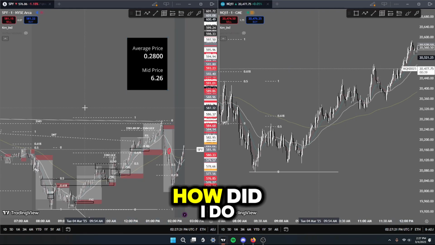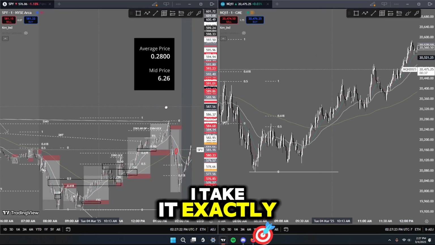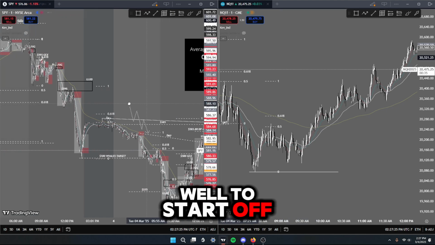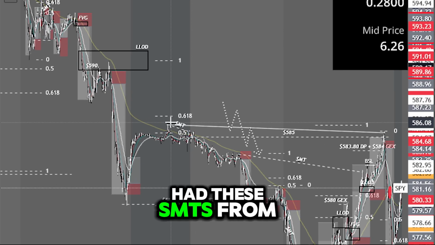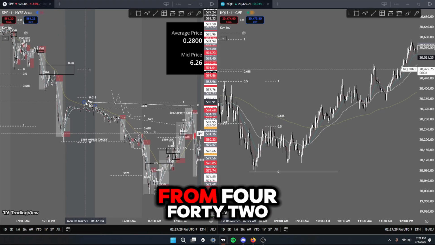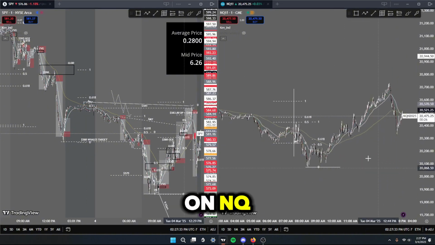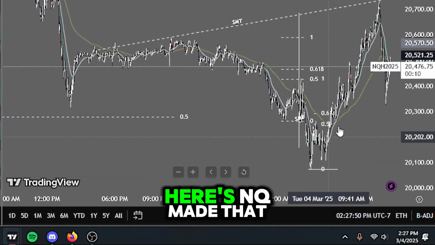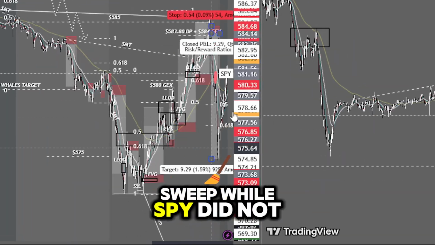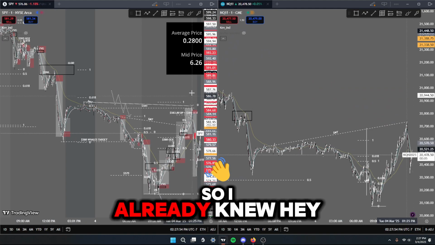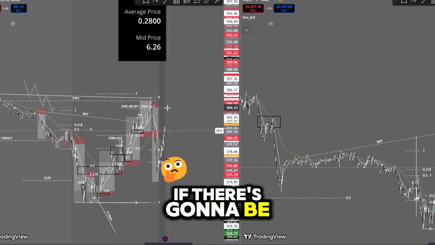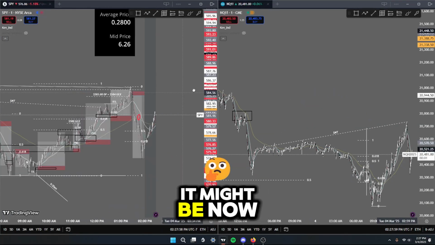Now, the biggest trade, the trade that literally helped me bank over 1200%, was this final put play. How did I do it and how did I take it exactly? Well, to start off, I knew that we had these SMTs from this level. From 4:42 p.m. we had SMTs on NQ. As we can see here, NQ made that sweep while SPY did not. So I already knew, hey, if there's going to be a time for puts, it might be now.